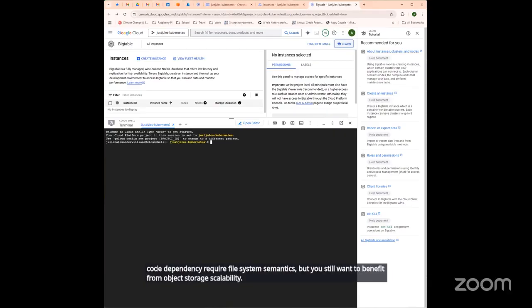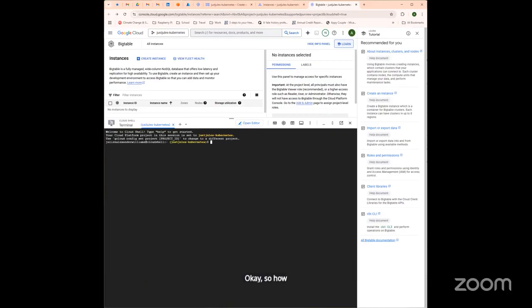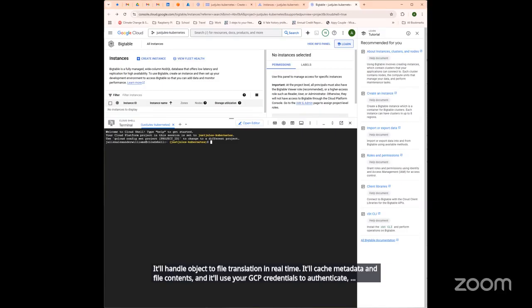Okay? So how it works is that behind the scenes, Fuse runs as a user space daemon. It will mount to your GCS bucket at a local mount point. It'll handle object to file translation in real time. It'll cache metadata and file contents, and it'll use your GCP credentials to authenticate, including service accounts and workload identities. So you can customize mount flags for cache control, read-only access, or parallelism. And yes, it works on Linux VMs, GKE nodes, or even your local development machine.